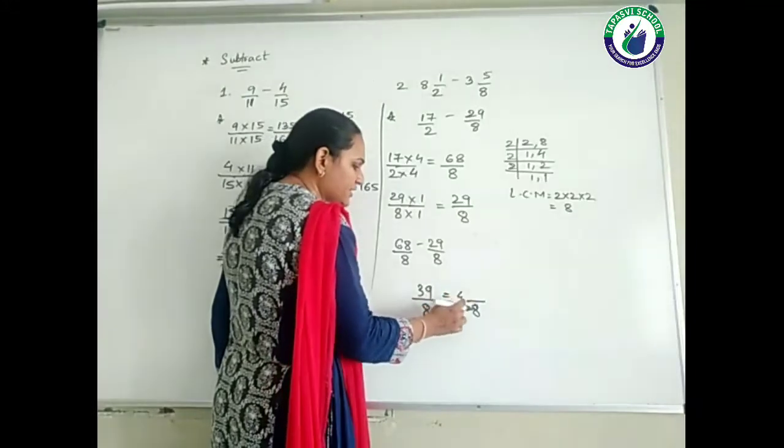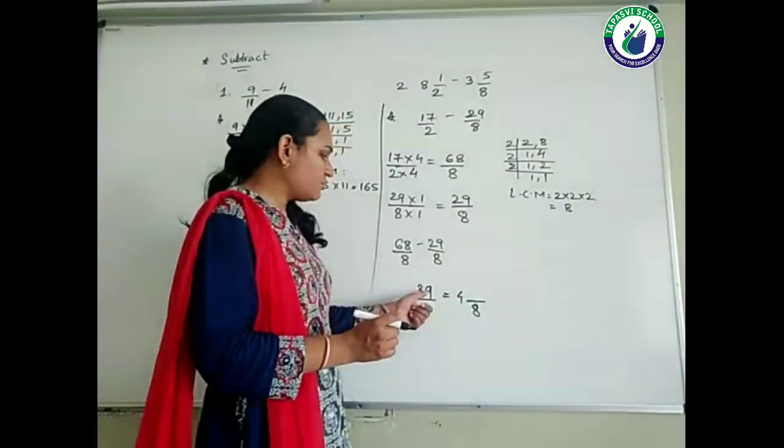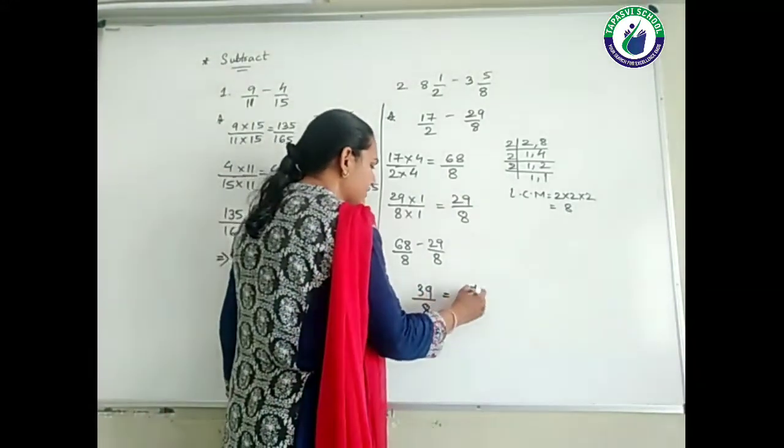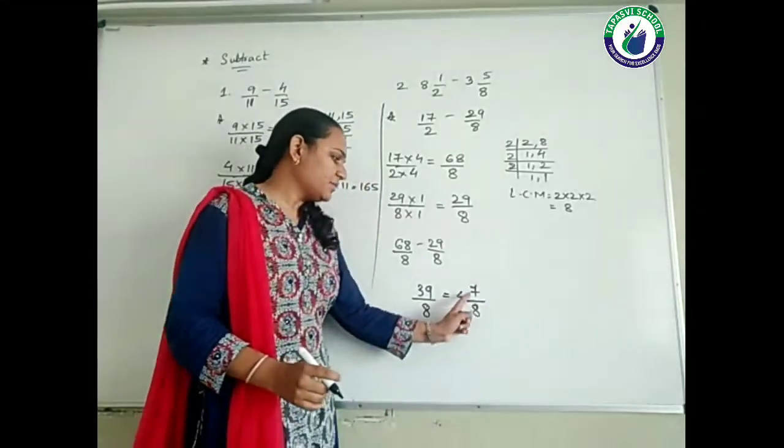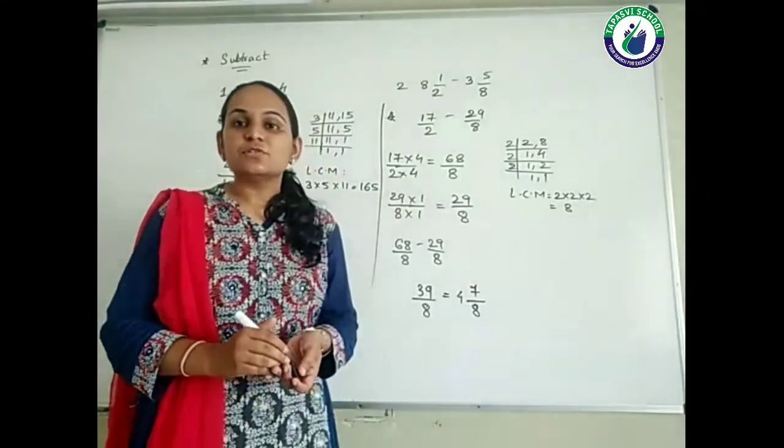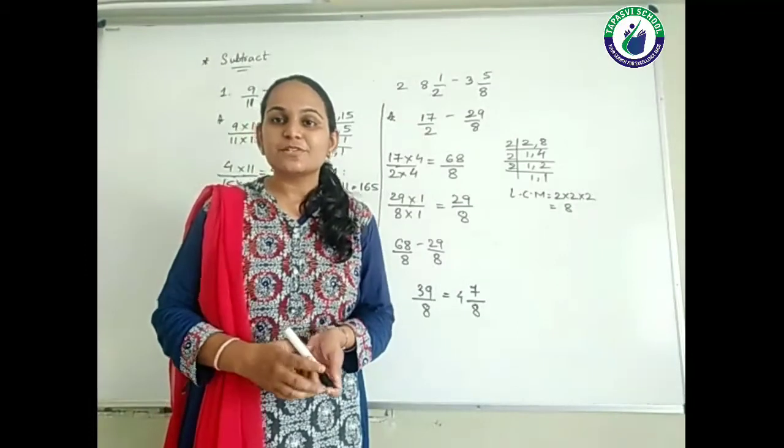So 4 8s are 32, and 32 and 7. So 7 plus 32, 32 plus 7 is 39. So I hope, students, you understood this much.